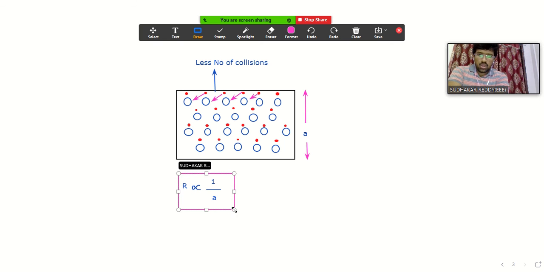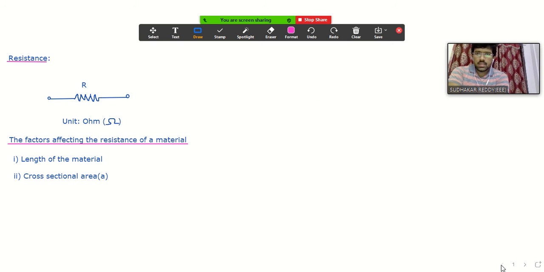So clear. Now we will see the third factor which affects the resistance of a particular material. The third factor is the nature of the material. We'll see the importance of material types, the nature or type of the material.